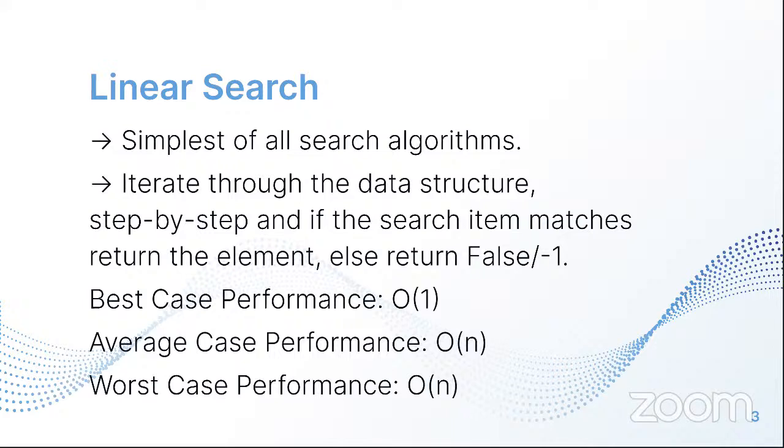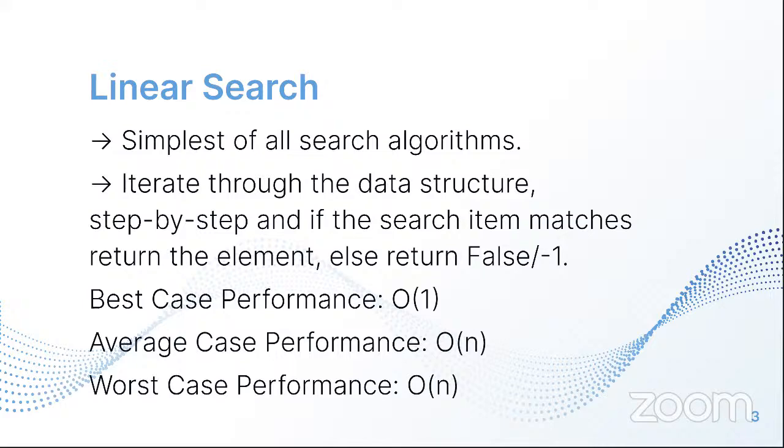Linear search is the simplest of all search algorithms. As the name implies, you linearly iterate through the entire data structure step by step, by a count of +1 or -1. If the search item matches the element you want to find, you return the element, or else you return a false condition. This false condition can be anything: returning the Boolean value false, or in some cases giving back -1. The best case for linear search is when your search element is the first element itself.